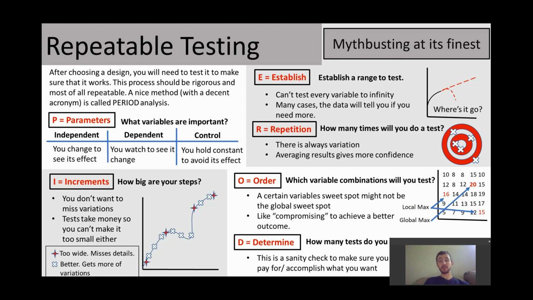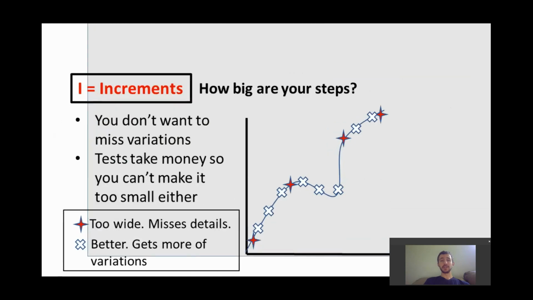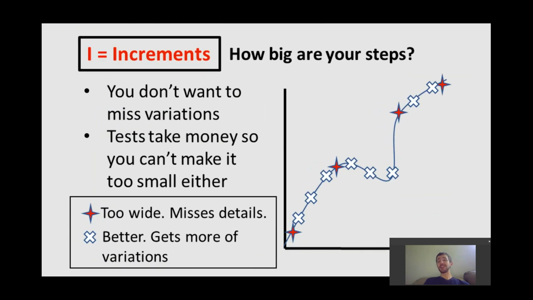This time we're going back through repeatable testing. We're not quite done yet. We're going to hit on the last little bit of our period analysis. So, increments. How big are your steps? You don't want to miss variations in the actual performance.